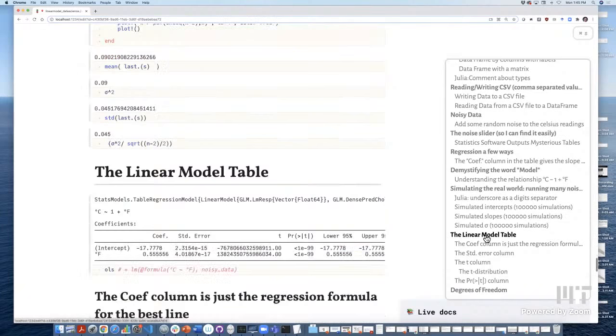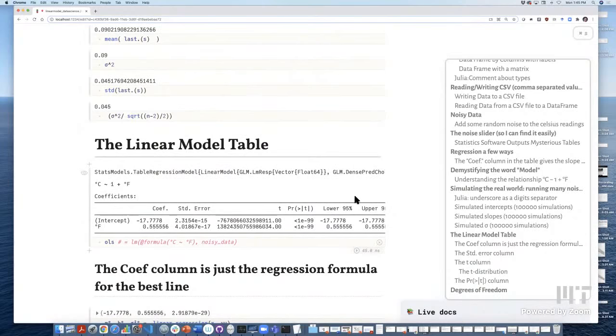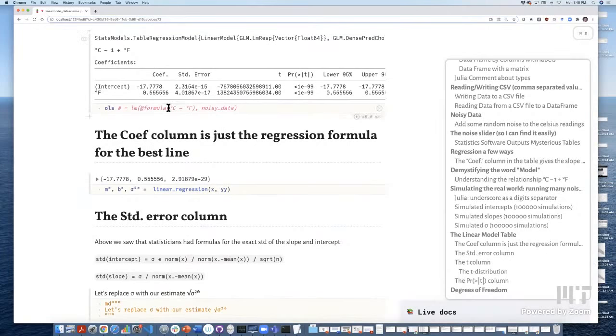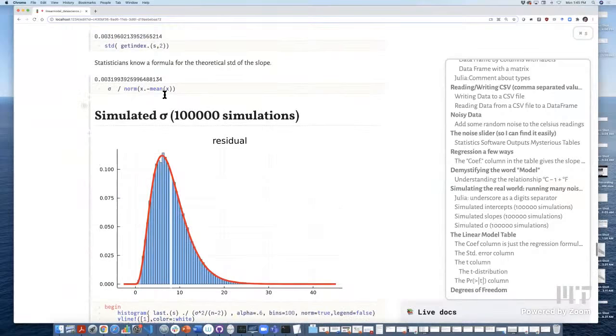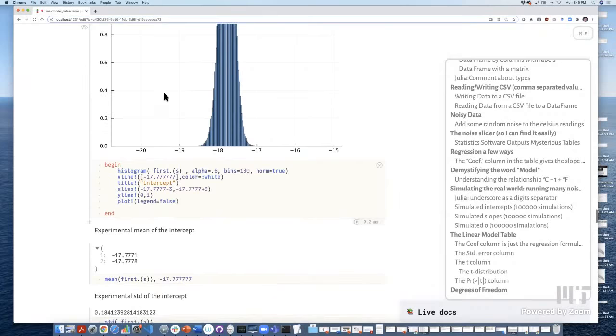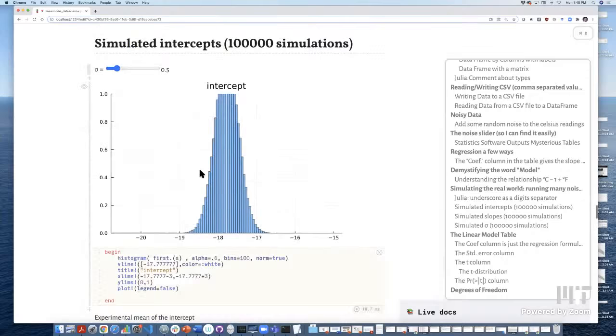So the coefficients you understand, the coefficient column is just the regression formula for the best line. Okay, so you understand that already. Let's add a little more noise. Where's that sigma thing? I kind of wish that my little sliders would float around. Let's add just a little more noise. Maybe 0.5 will be good.